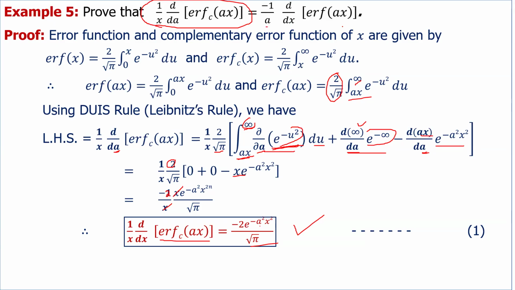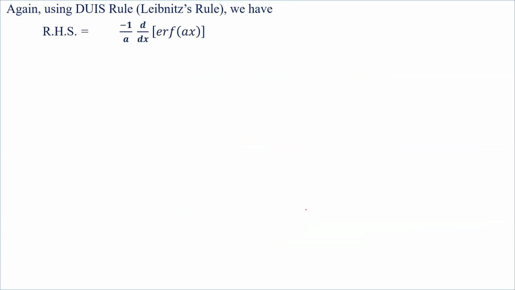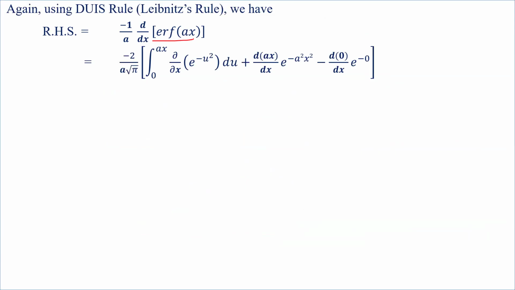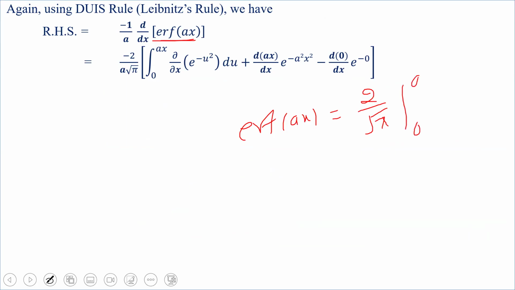Let us solve the second part also. We should get the same result, then our result will be proved. Again using Leibniz rule, for the second part, minus 1 upon a derivative of the error function of ax with respect to x. We know that the error function of ax is equal to 2 upon root pi, integration from 0 to ax of e to the power minus u square du. So we have minus 2 upon a root pi, integration under the limit 0 to ax, derivative with respect to x, because we want to differentiate with respect to x.